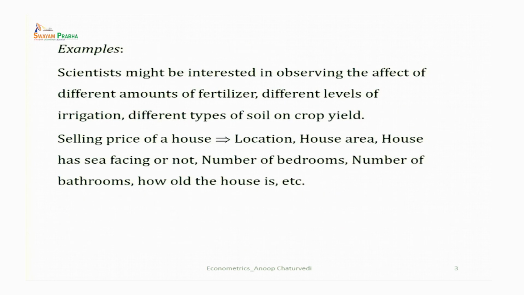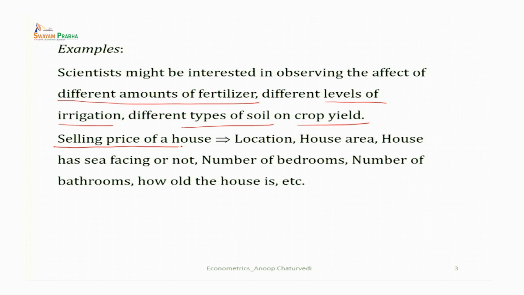Here are some examples. Say scientists might be interested in observing the effect of different amounts of fertilizer, different levels of irrigation and different types of soil on crop yield. So, instead of just a single variable like different amounts of fertilizer or different levels of irrigation affecting the crop yield, here you have more than one variable. You have a set of variables which may affect the crop yield. So, crop yield is your dependent variable, and explanatory variables are, say, amount of fertilizer, levels of irrigation or different types of soil.